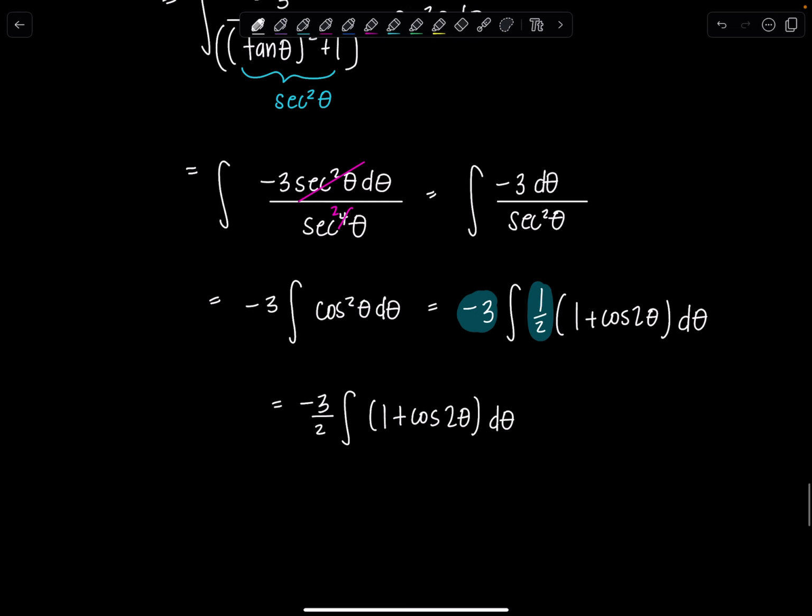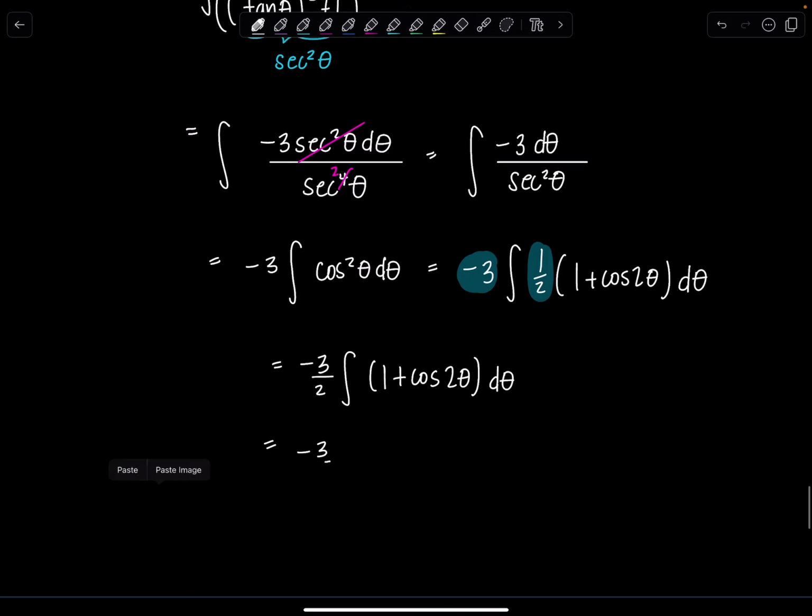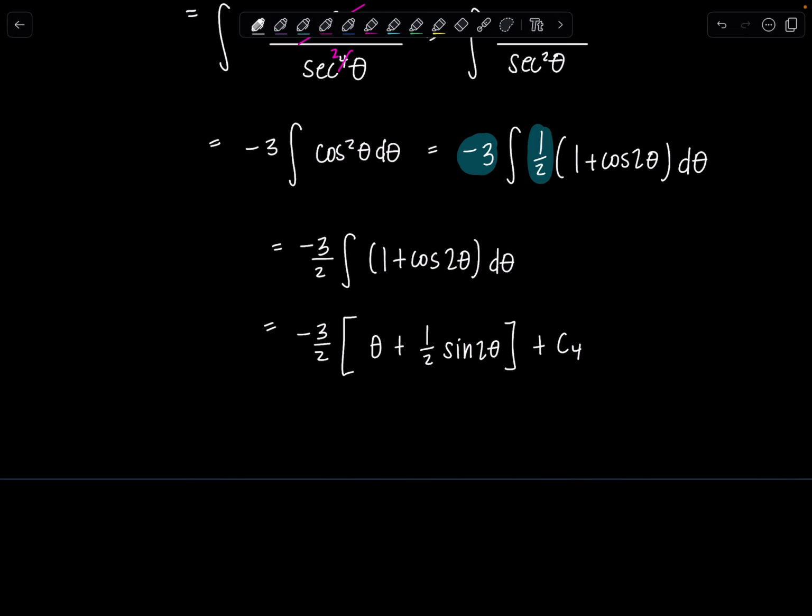We can take this antiderivative, no problem. This will be negative 3/2 times theta plus, now since there's a 2 in front of the theta, when I take the antiderivative, I'm going to have a 1/2 sine 2 theta plus c4. Boom. Okay. And then I know when I want to go back to x's, I'm going to need to draw a triangle and all that. And my triangle will be in terms of theta. So let's replace sine 2 theta using the appropriate double angle identity. So this is negative 3/2 times theta plus 1/2 times 2 sine theta cosine theta.